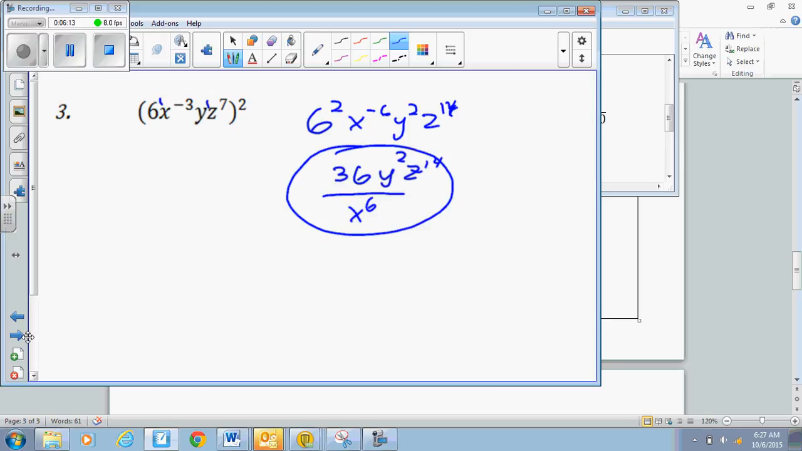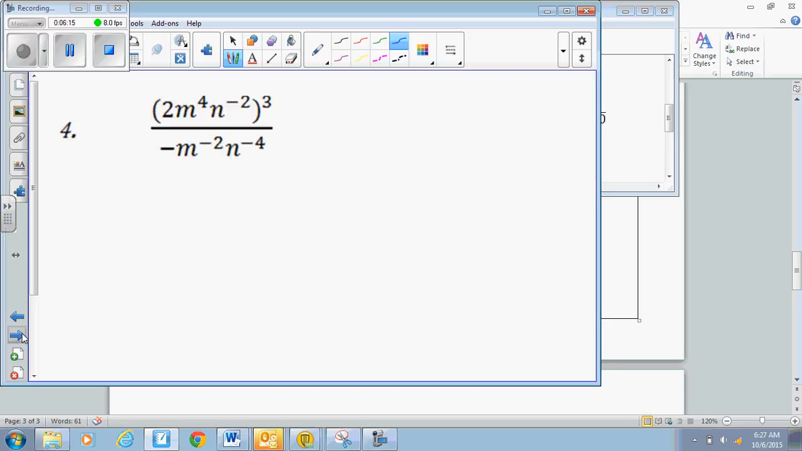All right, next problem is similar to this. Well, actually, it involves both types of things. First of all, we have to deal with this parentheses and this 3, and then we're going to deal with the negative exponents. My suggestion is don't try to do everything at once. Just do one thing at a time. First, we're just going to take care of this mess up here.